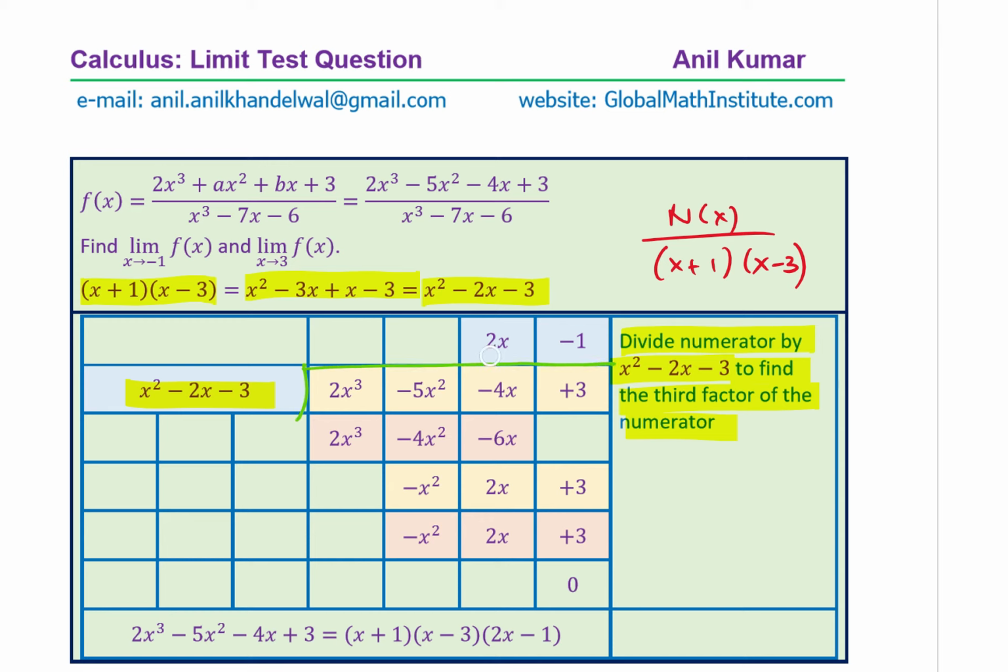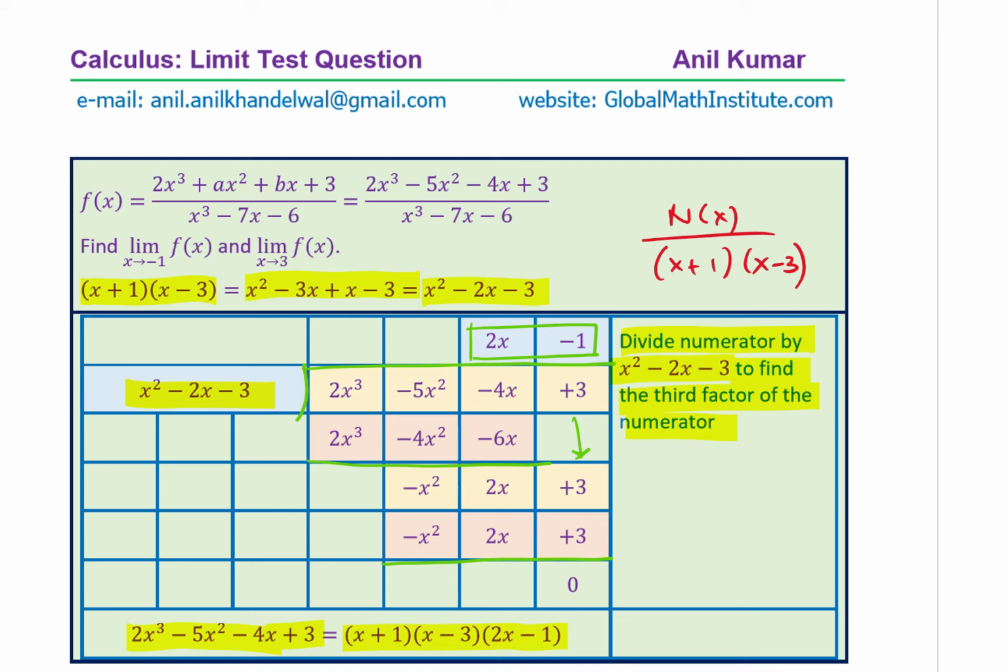So dividing, first we'll multiply by 2x, and when we take away, then we'll get what? Minus x squared 2x, bringing down 3 here, and then minus 1 times will give us a remainder of 0, as expected. So clearly, from here we can write down that the third factor is 2x minus 1, and therefore the numerator 2x cubed minus 5x squared minus 4x plus 3 is equal to the product of three factors: x plus 1 times x minus 3 times 2x minus 1.